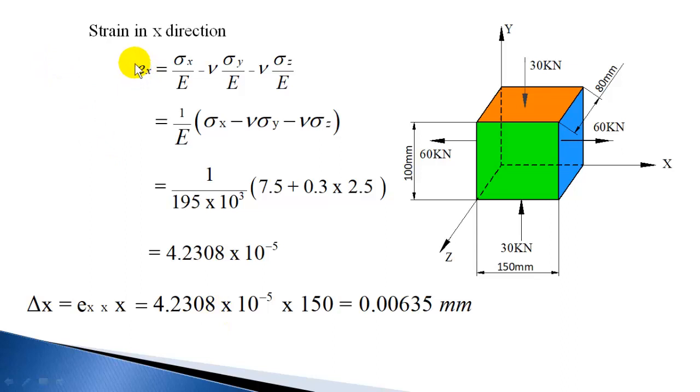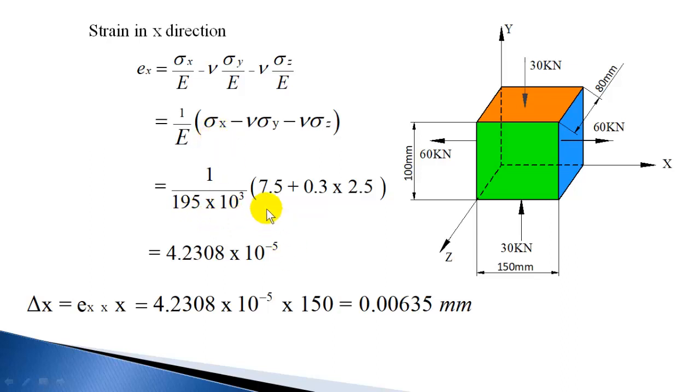Now you can find the strain in x direction. Strain in x direction is sigma x by E minus mu sigma y by E minus mu sigma z by E. This is a part of generalized Hooke's law, where you have strain in x, y, z direction. I have written the strain in x direction as 1 by E into sigma x minus mu sigma y minus mu sigma z, with E taken outside. E is 195 gigapascal, so 195 into 10 raised to 3 Newton per mm square, converted from gigapascal to Newton per mm square.